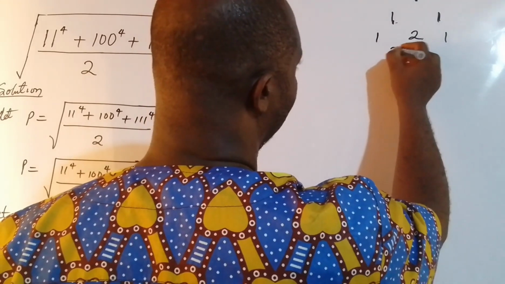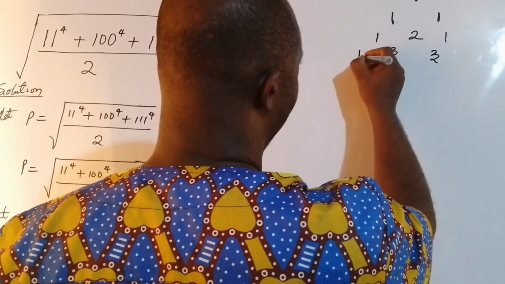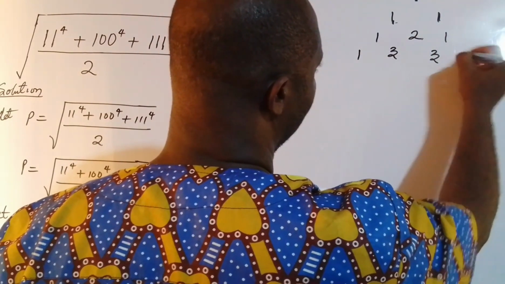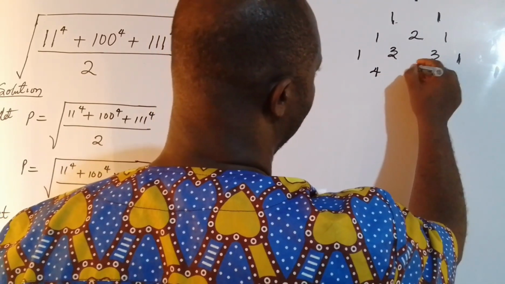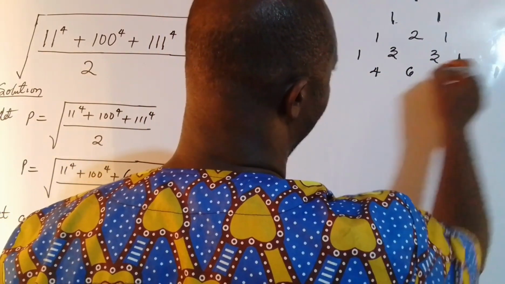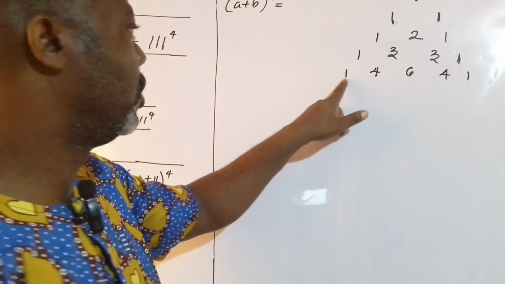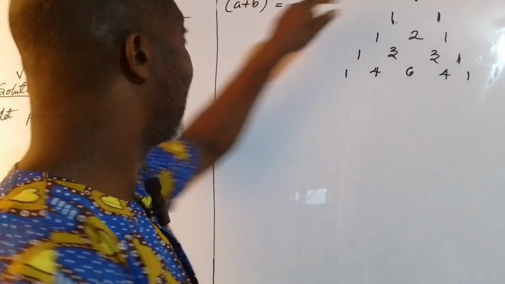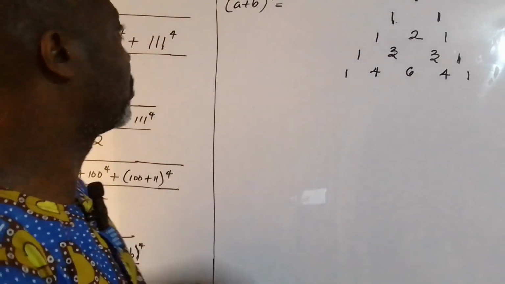1 plus 2 will give me 3. 2 plus 1 will give me another 3. So I have 1, 1, okay? So next I have 1 plus 3 gives me 4. 3 plus 3, that will be 6. 3 plus 1, that will be 4. And then of course 1, 1. So that's it. So you can see there are 5 coefficients. And so like I said earlier, there will be 5 terms in this expansion.